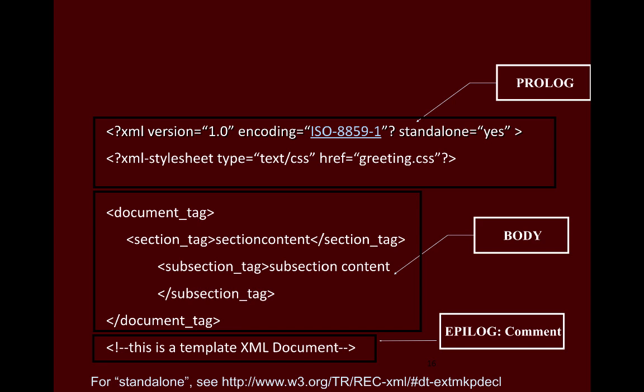There's the encoding, a Unicode encoding. Remember that Unicode encoding means that you have 16 bits for the tag names, which means that the tag names might not just be English words, but could be Chinese, Japanese, Arabic, any language. And standalone, yes. And then you can link to a style sheet, which is then used to display the elements in the body of this XML document. And then you have the epilogue, which is just some comment.